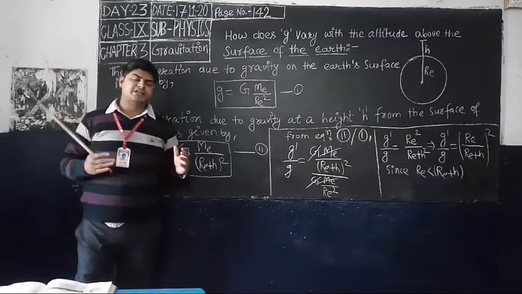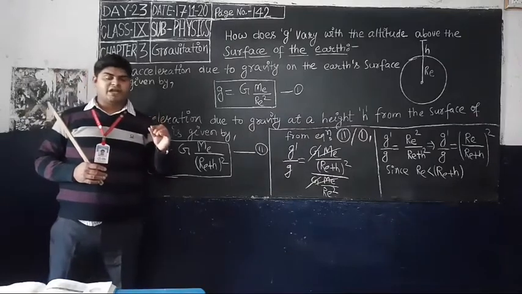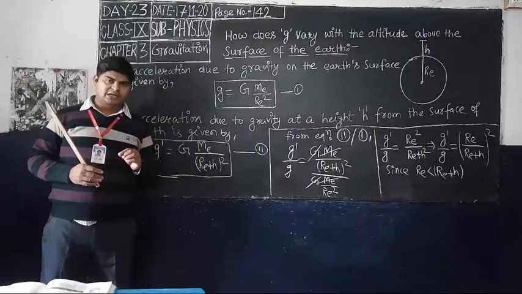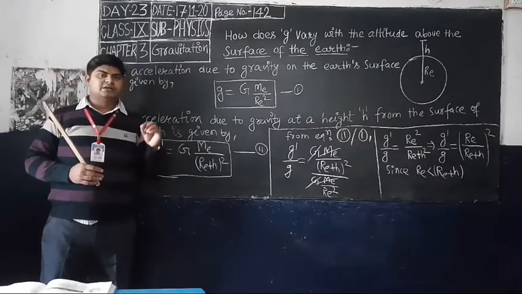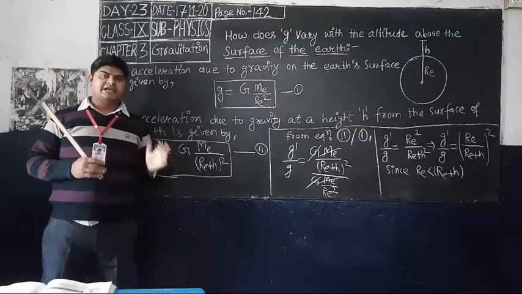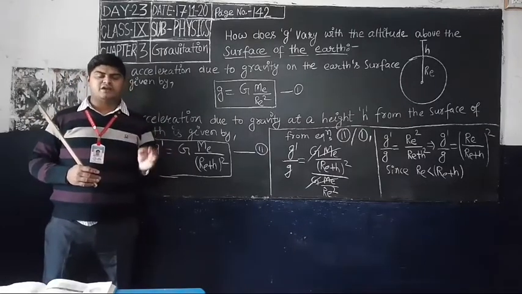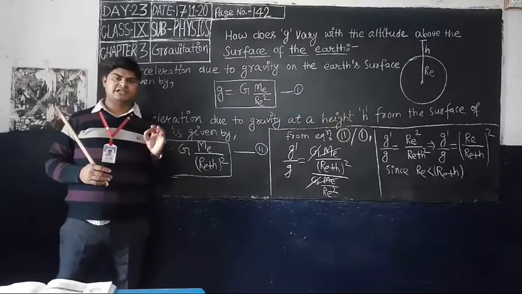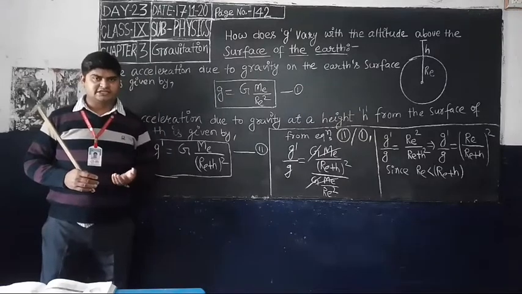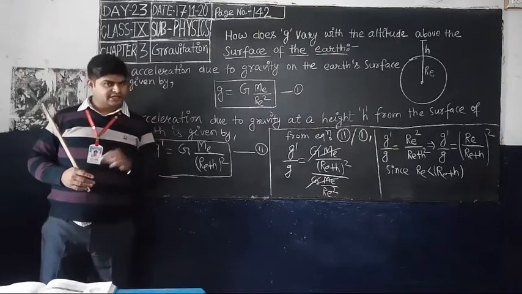Just remember, in the previous class I already told you that the value of a small g, that means acceleration due to gravity on the earth, depends upon the radius of the earth, that means the distance between two objects, and it is inversely proportional to the square of the radius of the earth. That means acceleration due to gravity decreases when radius increases, and acceleration due to gravity increases when radius decreases.